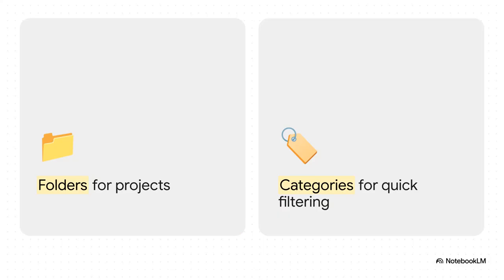Now, NoteBook handles organization with 2 distinct methods, and they actually complement each other perfectly. Folders kind of act as your rigid structure. Think of a folder for, say, your Q3 marketing project. On the flip side, categories are all about quick, agile filtering, like tagging a note as urgent. It's honestly a brilliant way to separate where a note physically lives from how you might want to quickly sort and find it later on.